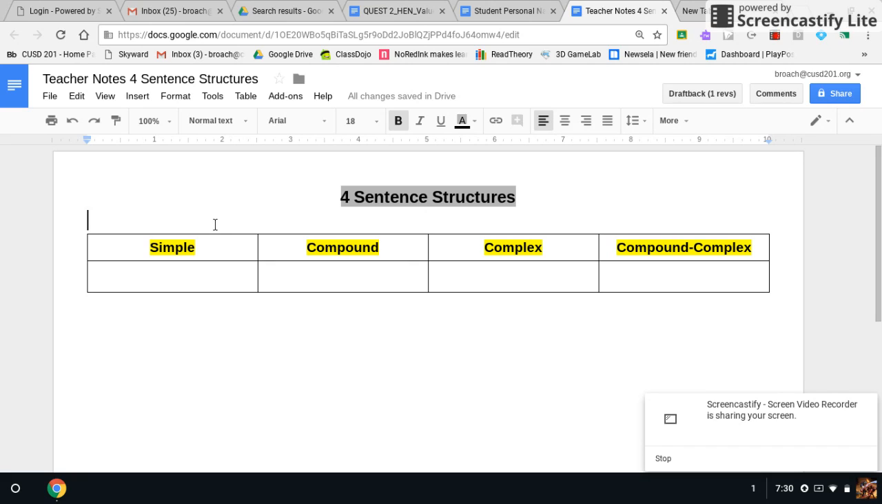Okay, an independent clause. I'm going to put this at the top because it's kind of like a precursor note. It's my preface, I guess, what you need to know before you start really mastering sentence structure. So, independent clause.